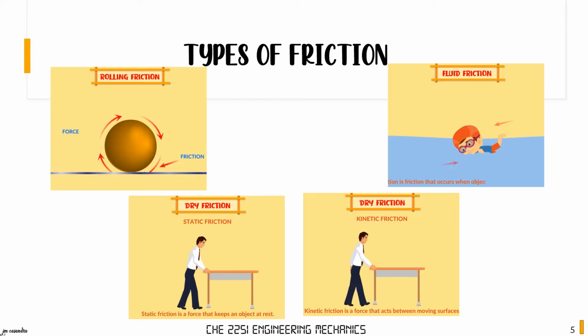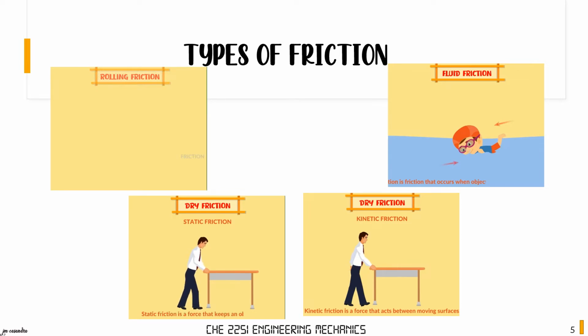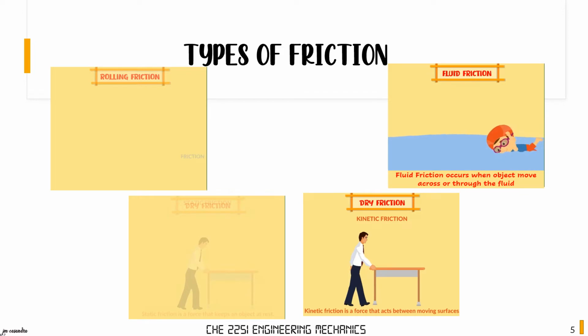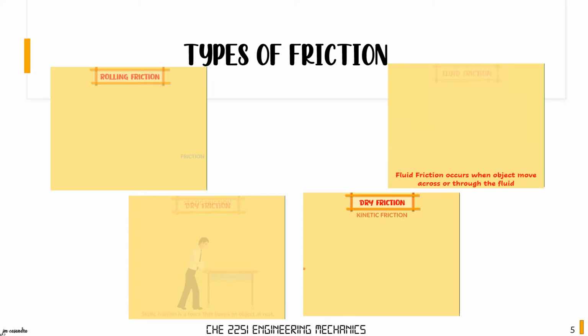Here is an illustrative example of the types of friction. We have rolling friction, static friction, your fluid friction, and your kinetic friction.